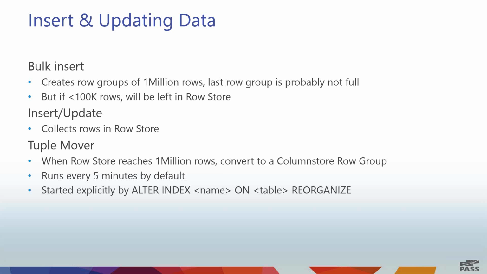On the other hand, if I try to upload, let's say, 10,050,000 rows, I'll have 10 full row groups, and those 50,000 rows will be left in the row store, approximately. And then those 50,000 rows, as they get added to with additional inserts or what have you, will eventually get compressed and put into the clustered column store index. All those inserts and updates get collected in the row store until we have about 1 million rows, and then it's converted to a column store row group.